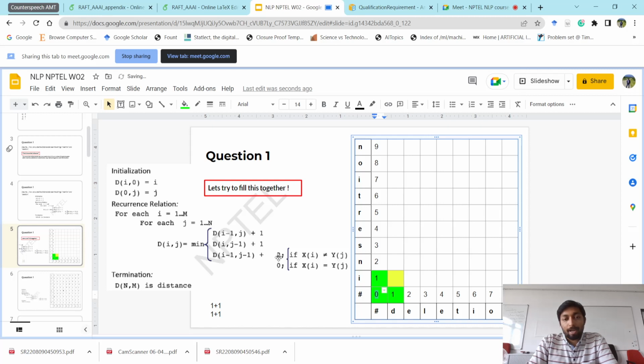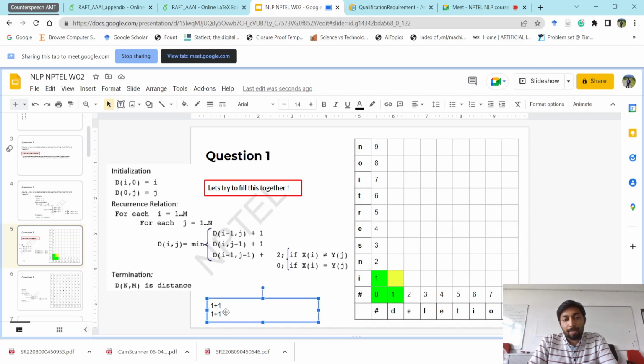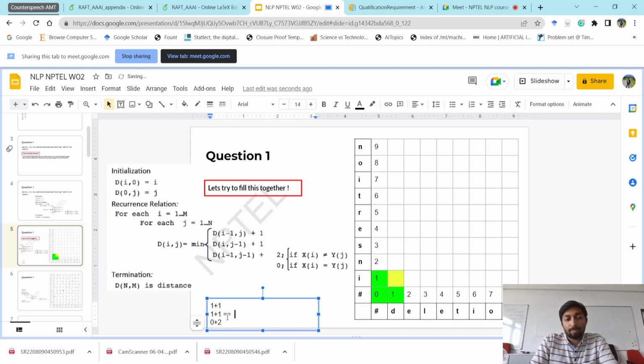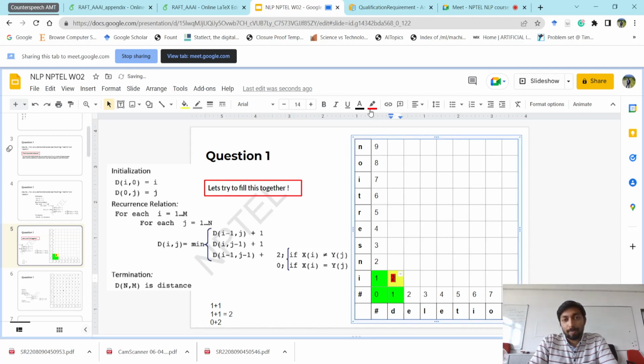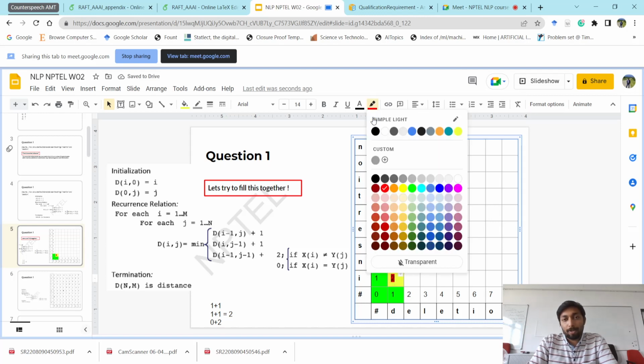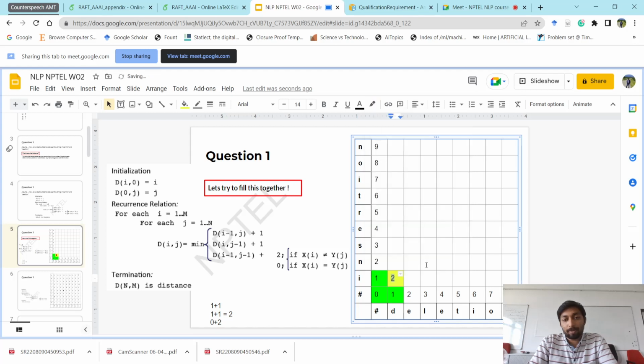right? And if i and j are equal, so are they equal? No. So we have to add 2. So that will be 0 plus 2. So the minimum of these three will be equal to 2. So we can easily fill here 2. Okay. So we have filled one cell.